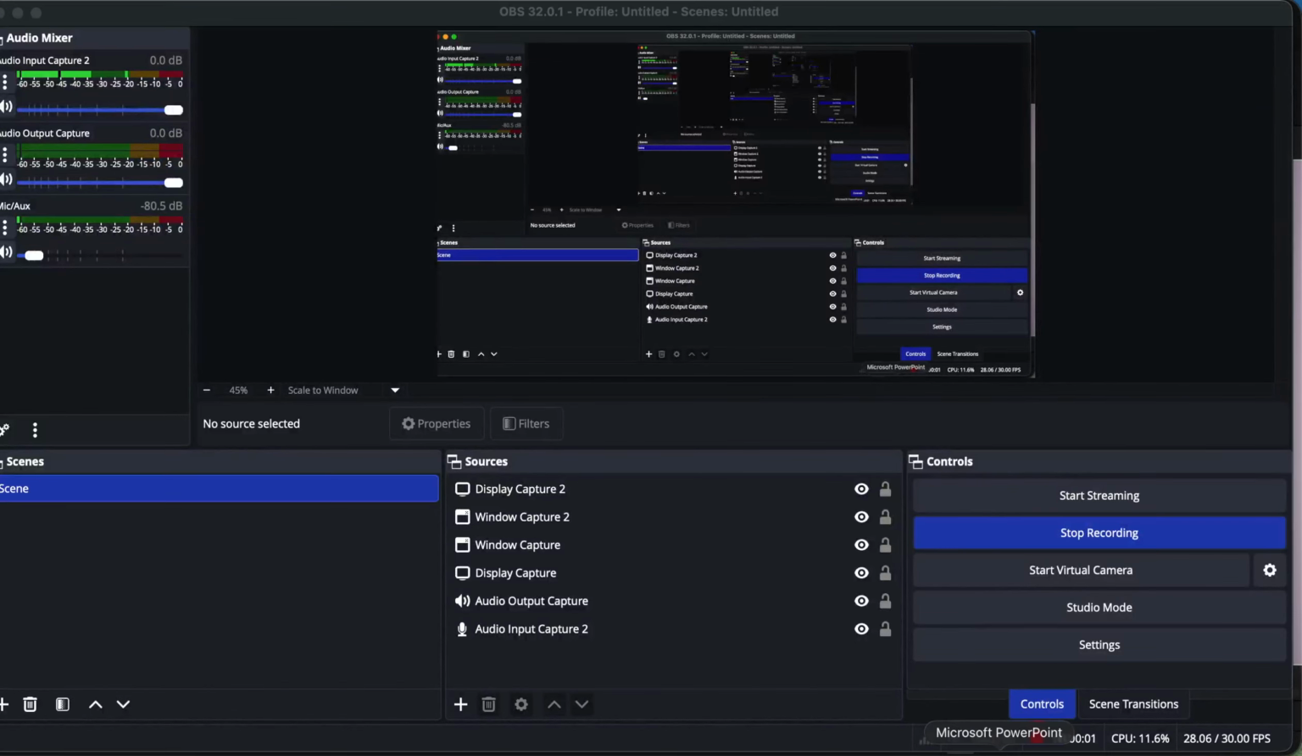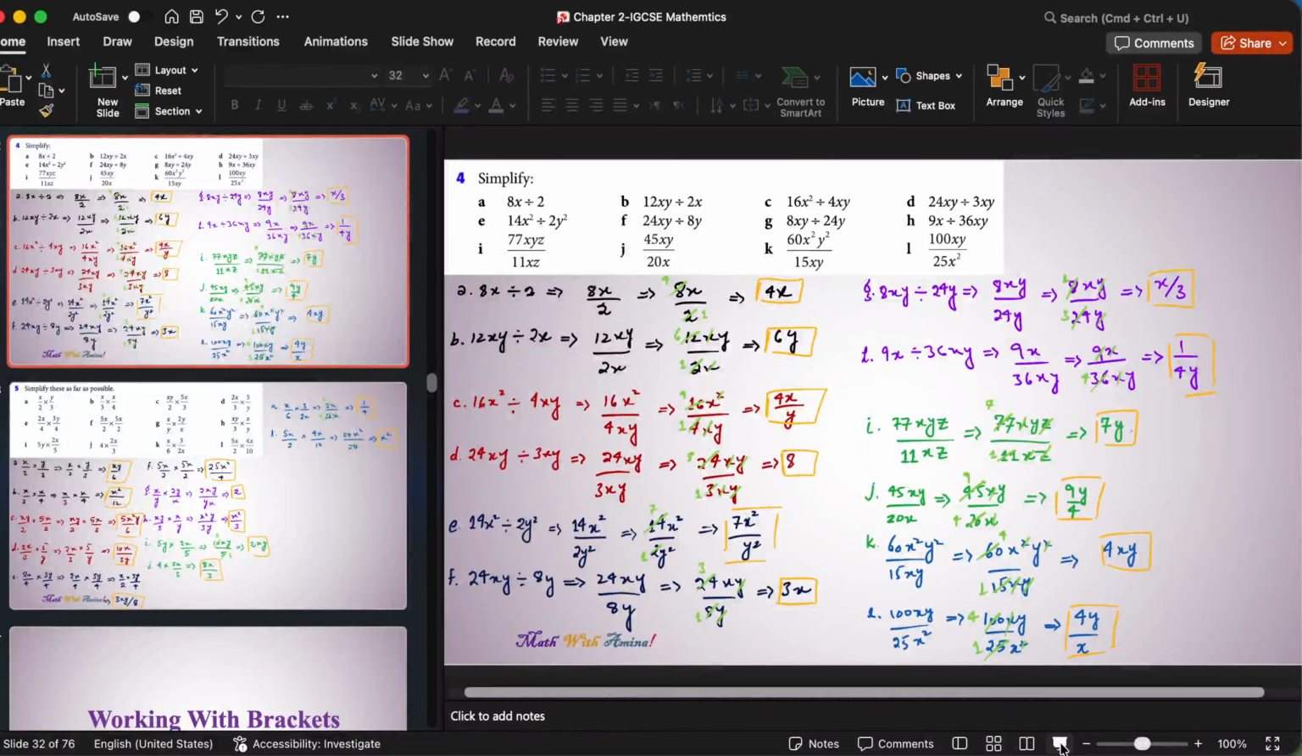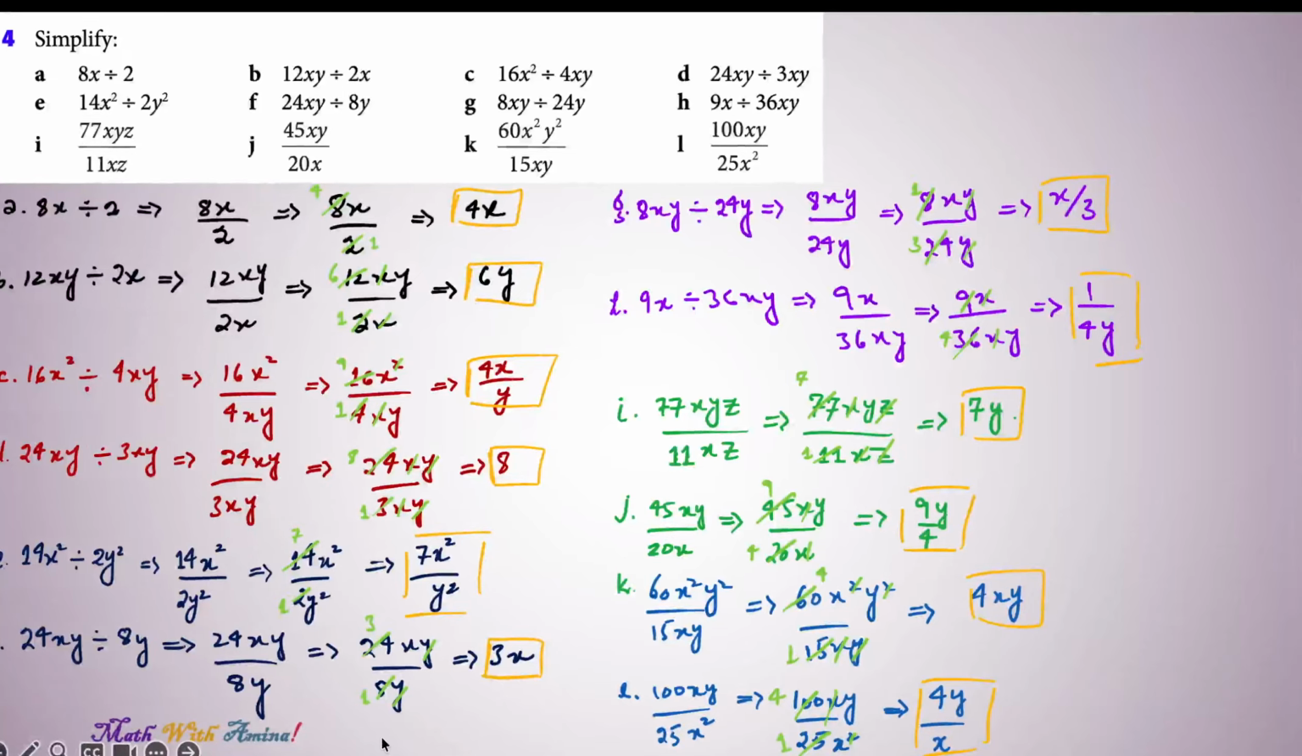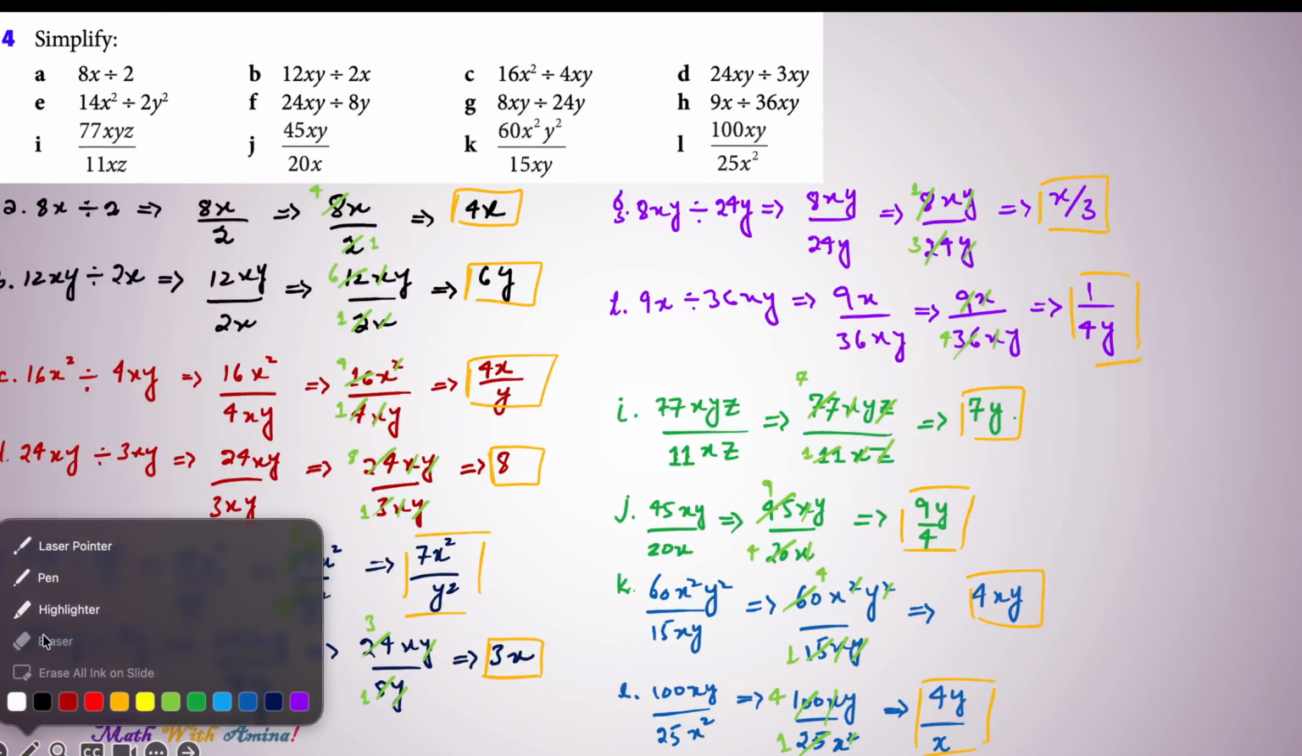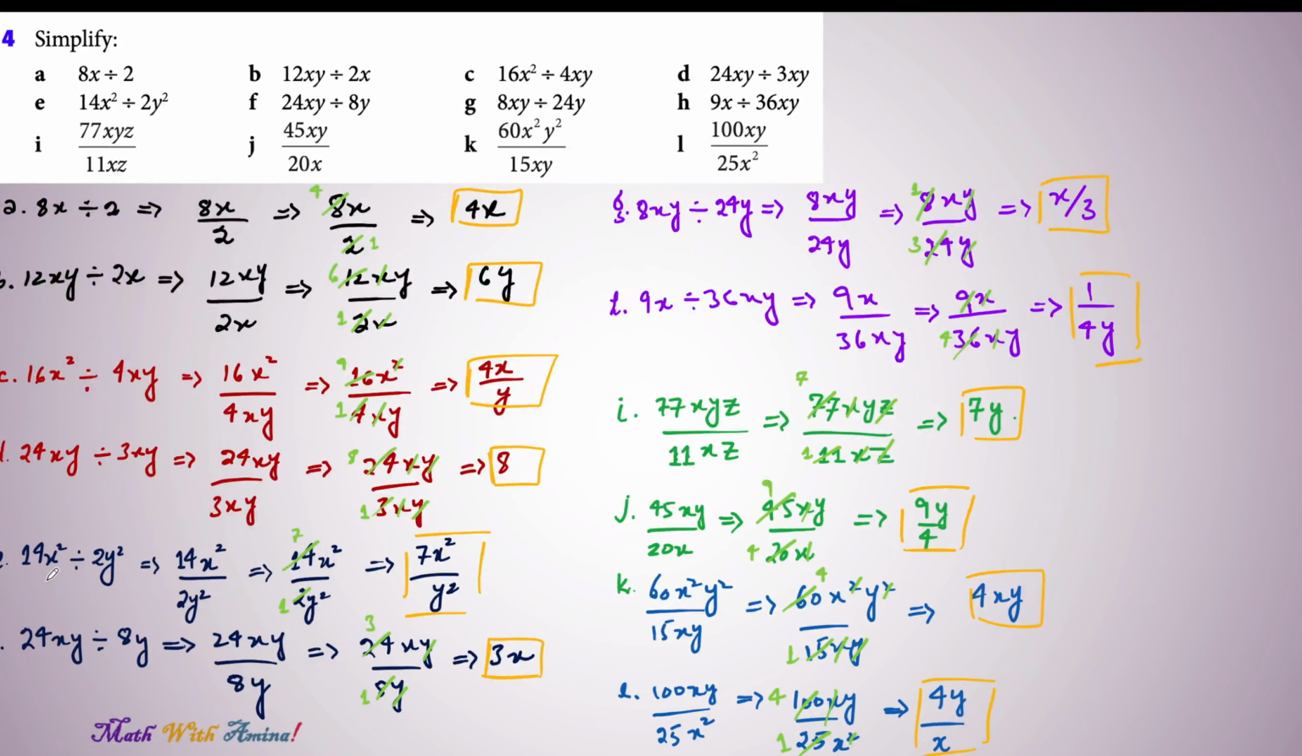Hi, let's look at question number 4. These expressions look a little different because we have the division signs used in here. However, any division expression can be written as a fraction. If I say 8x divided by 2, that just means 8x in the numerator and 2 in the denominator.